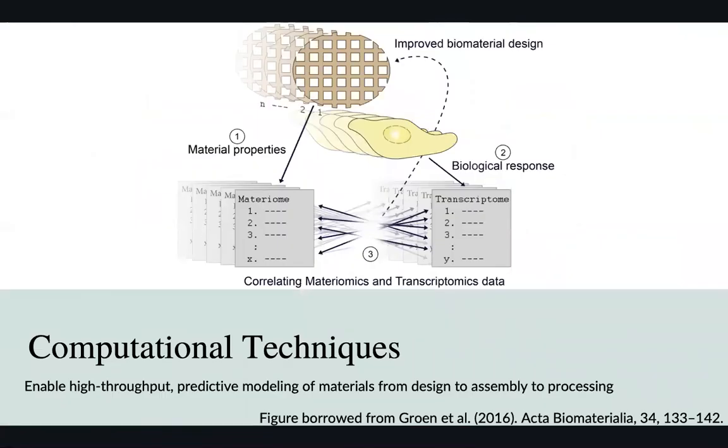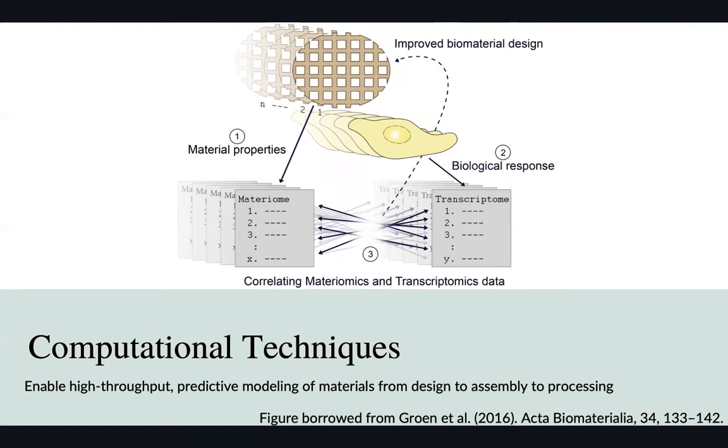The goal of computational methods for biomaterial design is to be able to take a desired functional capability or material property and accurately predict how to create such a material from design to assembly and processing. One possible outlook is to correlate the materiome to other omics data sets in the hope that elucidating the relationship will result in a certain material property.